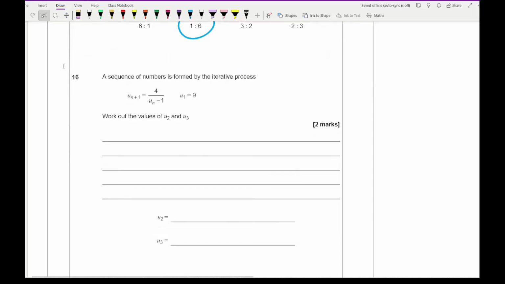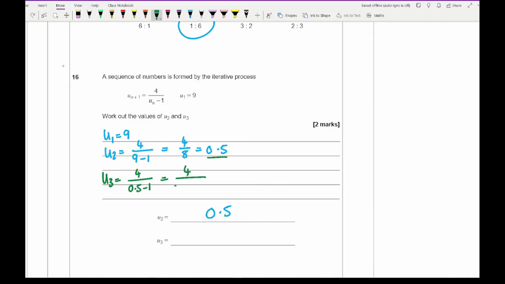Question 16 says a sequence of numbers is formed by an iterative process, and here we've got our formula, and it says work out the values of u2, u3. So u1 equals 9, so u2 is going to be 4 over the previous term, which is 9, take away 1, which gives me 4 over 8, which equals 0.5. Then for u3, it's 4 divided by the previous term, which is 0.5, minus 1, which is 4 over minus 0.5. How many halves go into 4? That's going to be 8, and it's got minus, so it's going to be minus 8.